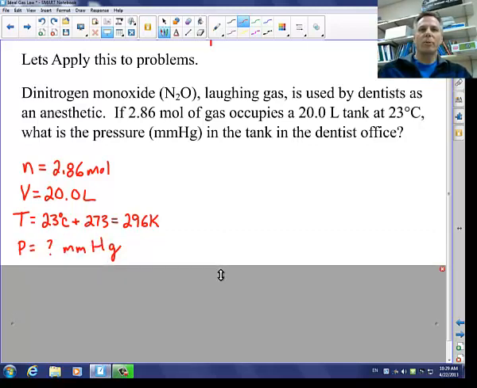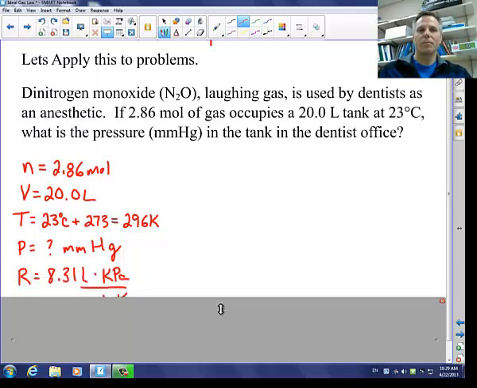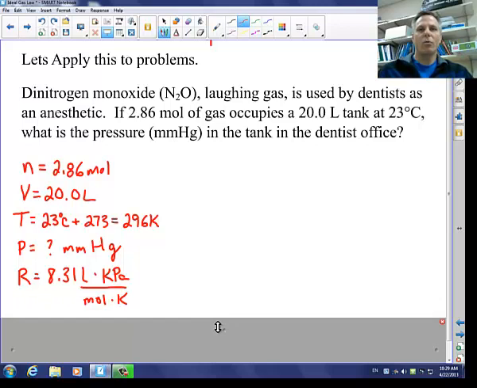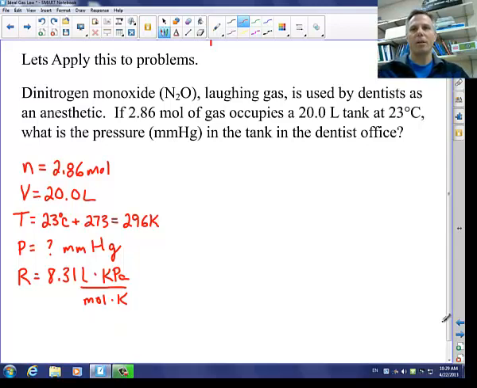What is the pressure in millimeters mercury? So we go pressure equals question millimeters mercury. And then the value for R, we know one value for R, it's 8.31 liters times kilopascals per mole Kelvin. So let's go ahead and try to solve this problem for P. So what we'll do is we're going to go ahead and write out the ideal gas law over here. PV equals nRT. We'll solve this for pressure by dividing both sides by volume.